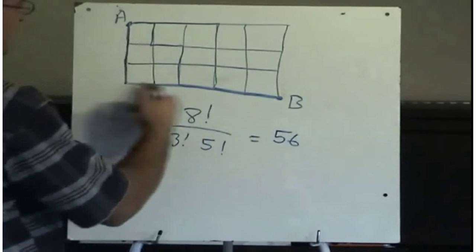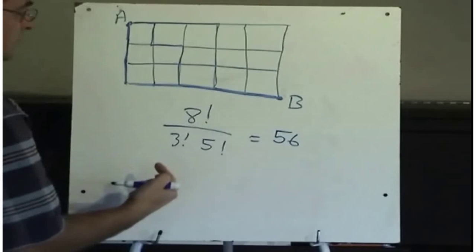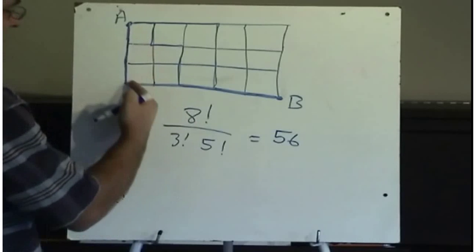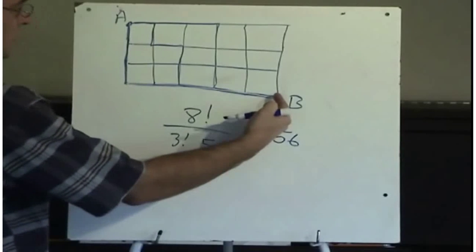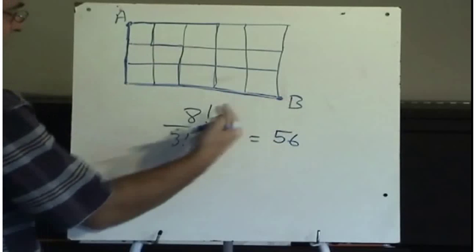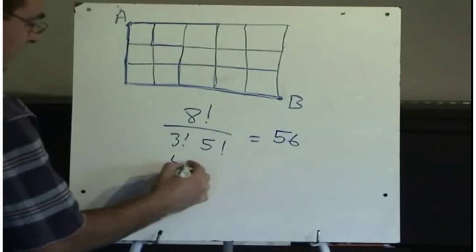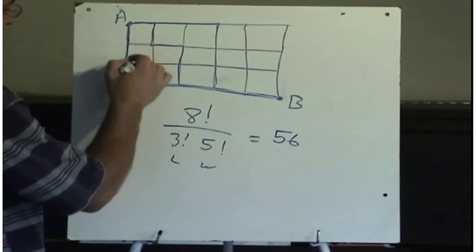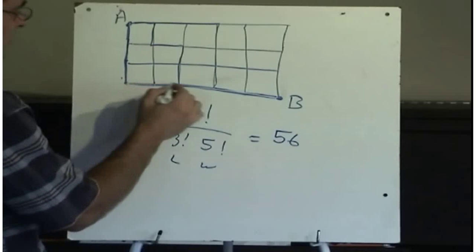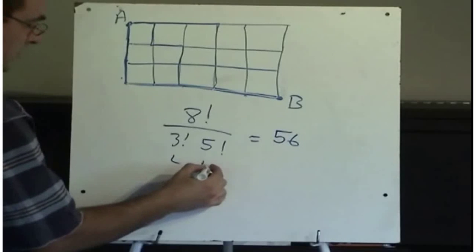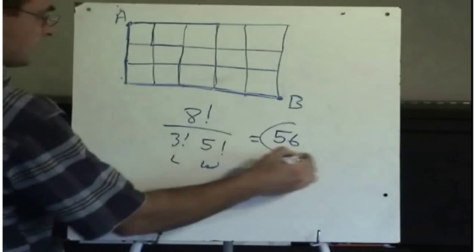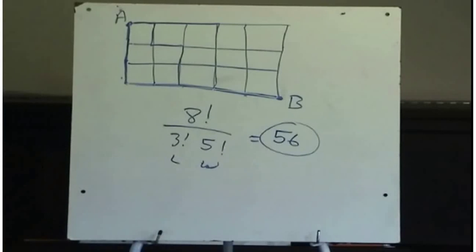So if you have a perfect rectangle type grid system, 8 is the number of intersections to get from A to B, and then we divide by the length, 1, 2, 3, and the width, 1, 2, 3, 4, 5, factorial, for 56.